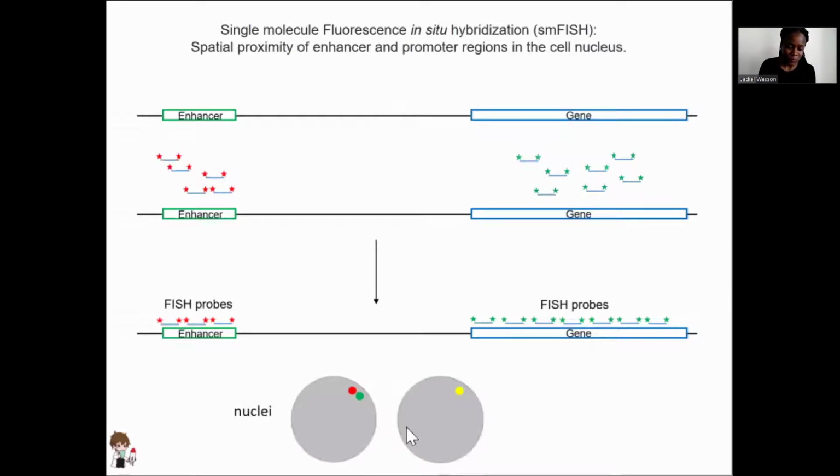And after imaging, what you could imagine seeing is nuclei. Your enhancer would be labeled in red, your target gene in green, and you can look at their location relative to each other, whether they're next door or overlapping.